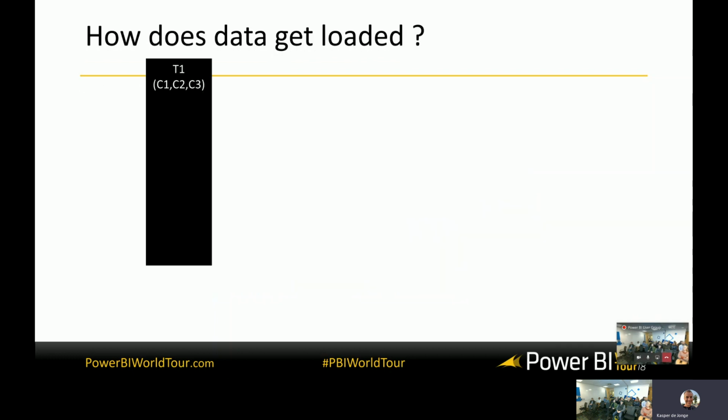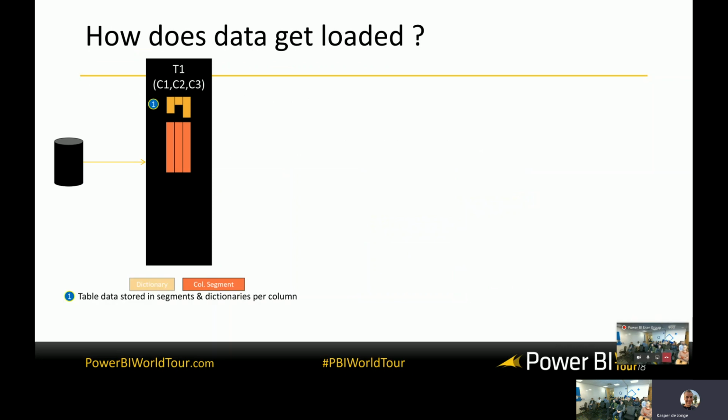So how does this data get loaded? So first we have a table, and we load in data with three columns from a database system. What it's doing first, as I told you before, is storing data in segments and dictionaries. So the value gets stored in the dictionary, and the column segments are the pointers to values in the dictionary. And it does this per, I believe, Phil, do you know, 8 million rows or something in Tabular? You can fiddle with it, but yeah, Power BI is 8 million. Yeah, per 8 million rows, and then it segments them, so it starts to do it again.